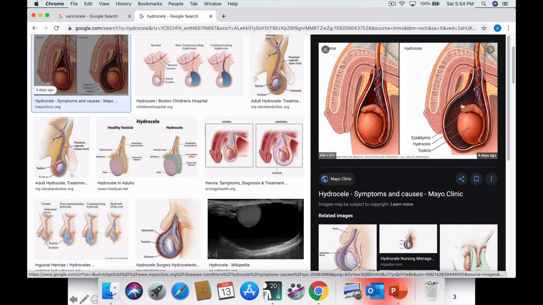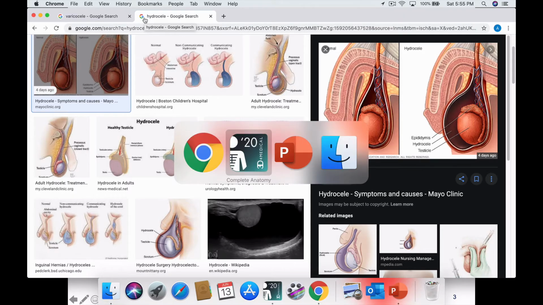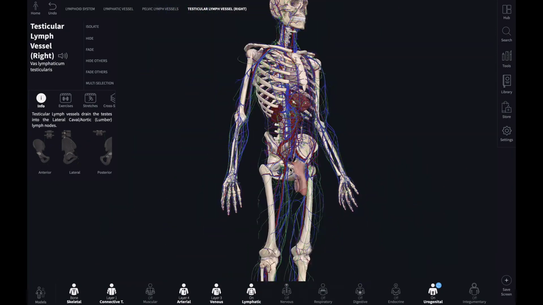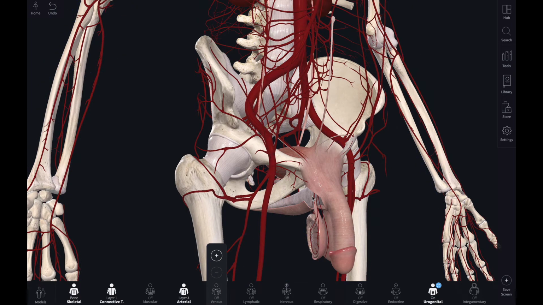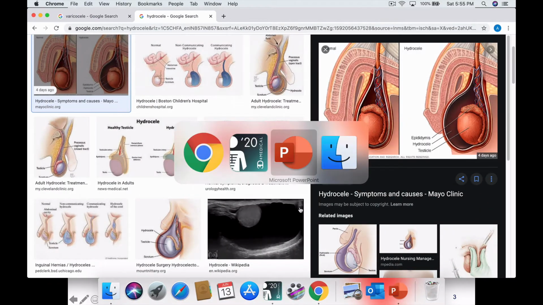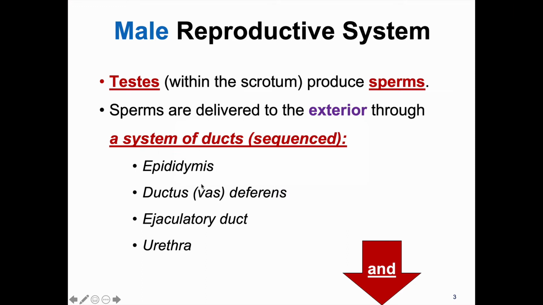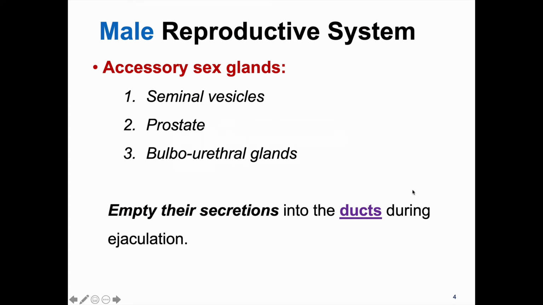So this fluid will be absorbed by the lymphatic channels present in the skin. So it is not going to affect spermatogenesis. This is what we do in the hydrocele repair operation. So the scrotal sac has so many importance. Okay, now let's go to the next topic. The duct system, which has the epididymis, vas deferens, ejaculatory duct and urethra, and also the accessory male glands, that is the seminal vesicle, prostate and bulbourethral gland. We will see all these things.